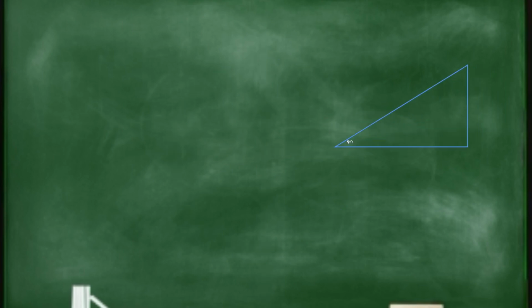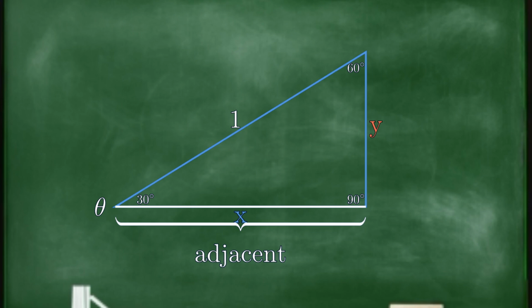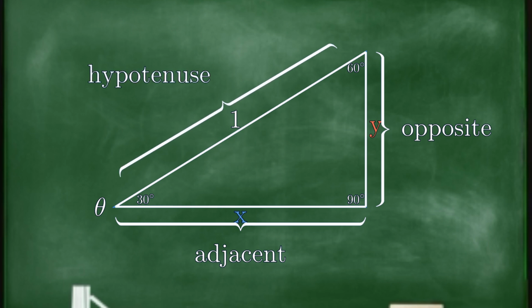Since we are dealing with a right triangle, we have 30, 90, and 60 degree angles here, because again, by definition of a triangle, the sum of all the interior angles is equal to 180 degrees. The horizontal side is our x, the vertical side is our y, and the longest side is our radius, which is equivalent to 1. So if this is angle theta, our x becomes the adjacent side, our y becomes the opposite side, and the longest side is our hypotenuse. But how do we determine the coordinate of the point P here?